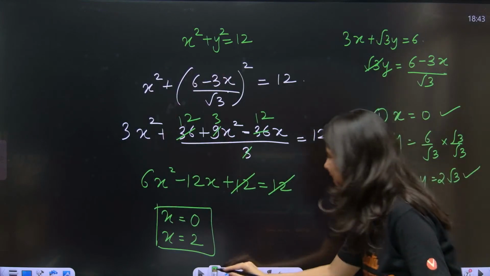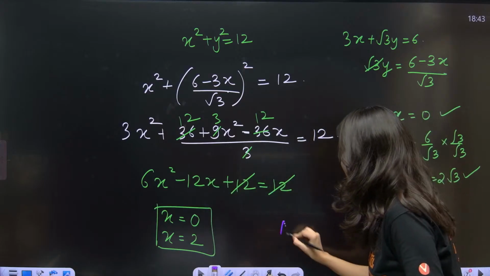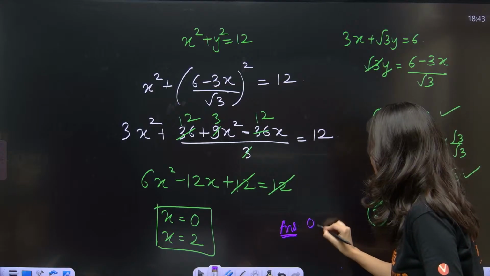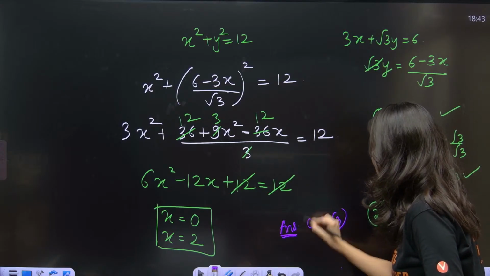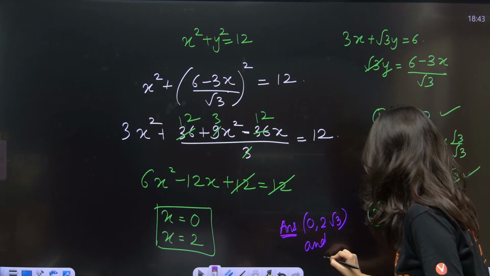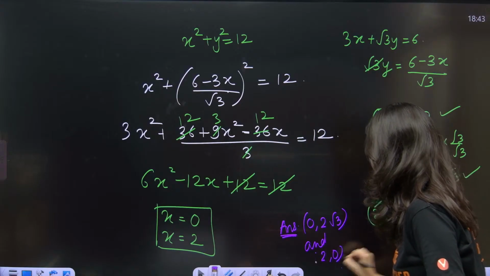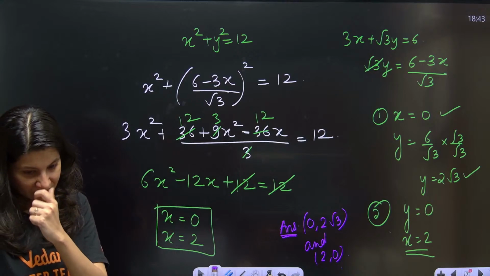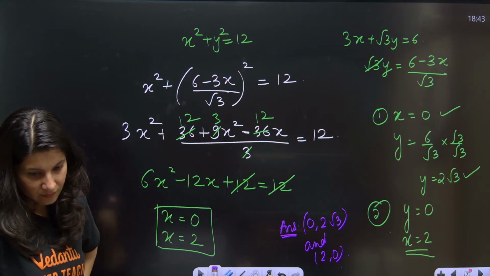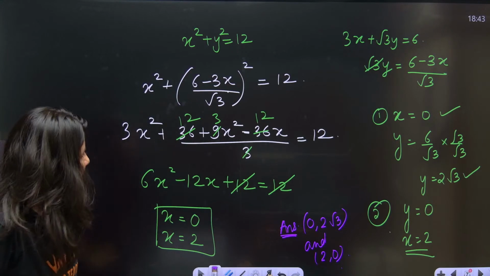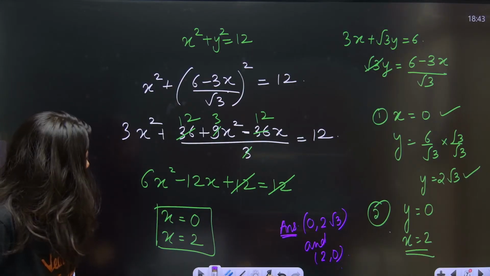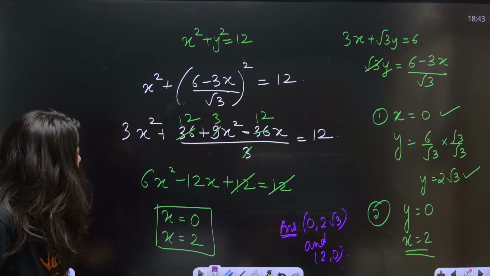Correct? So the coordinates of the third vertex have two options. So what will the final answer be? Tell me. Final answer, everybody. It is going to become 0, 2 root 3 and 2, 0. X is equal to root 3, you are saying? Have I done it correctly?